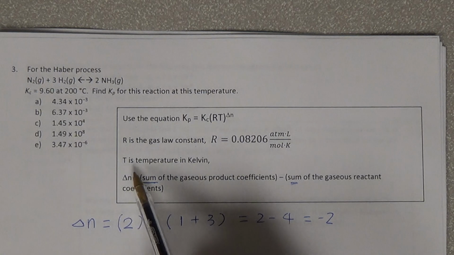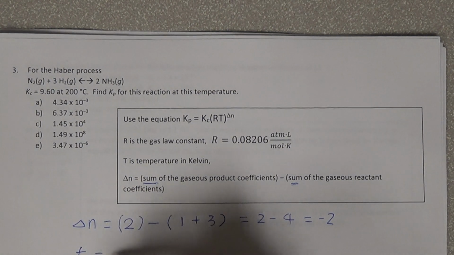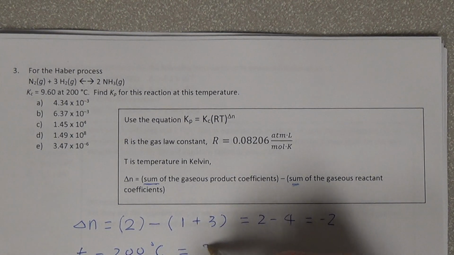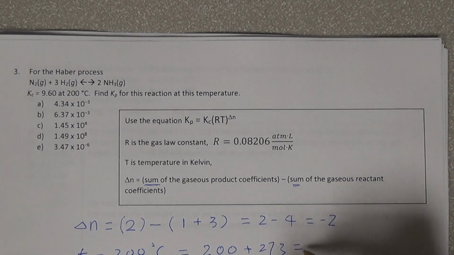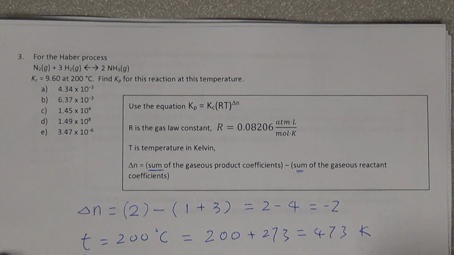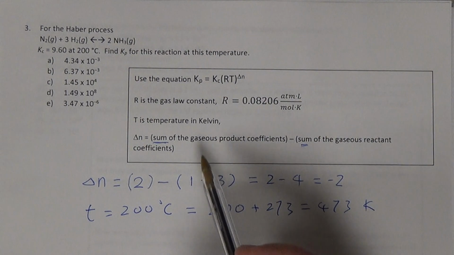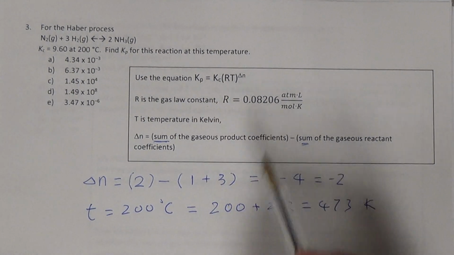Okay? And T should be in Kelvin, so the given temperature, small t, is 200 degrees Celsius. Then we can do a conversion. We take 200 plus 273 equals 473 Kelvin. Okay? Now we have all the numbers we need. We will just plug those numbers into that equation and calculate this Kp.